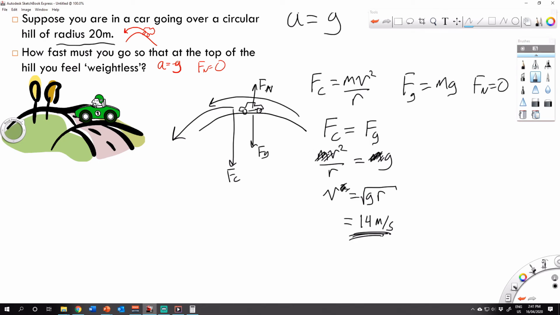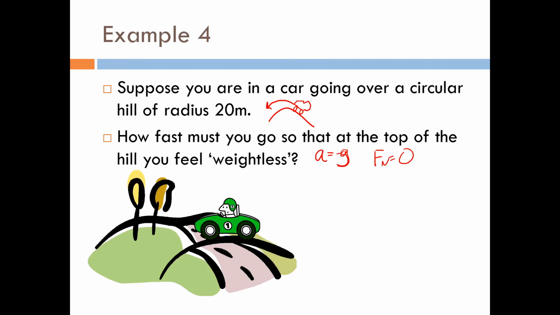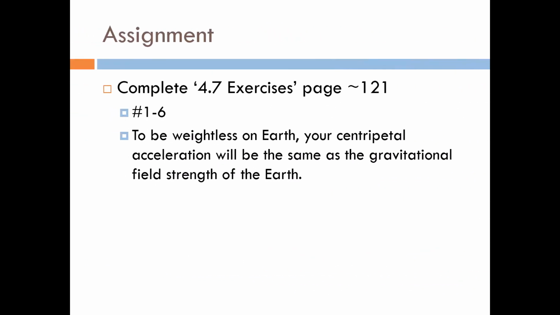Now your assignment for this particular section, if you have your textbook, is as follows. And a reminder that if you want to be weightless on Earth, your centripetal acceleration must be the same as the gravitational field strength of the Earth, or effectively, the centripetal force has to equal the force of gravity. This is important because I think there's a question that mentions how fast you have to spin the Earth in order to make everyone feel weightless at the equator. I think that's one of the questions. Anyways, but there you go.